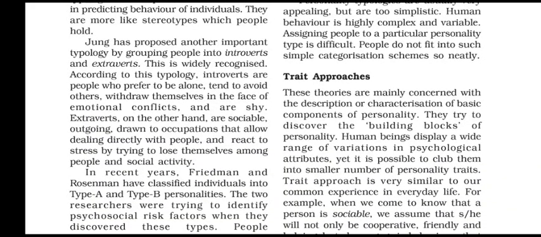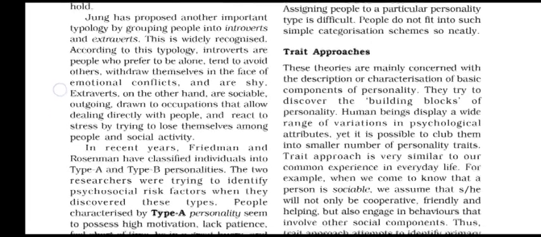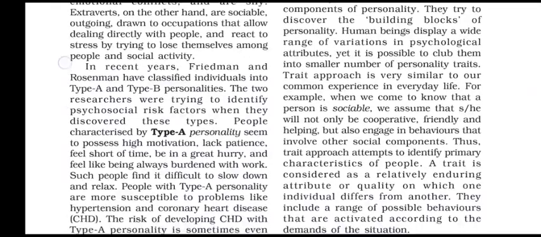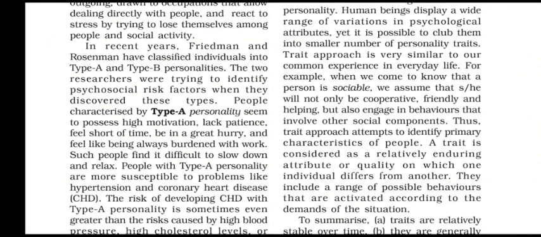Jung has proposed another important typology by grouping people into introverts and extroverts. This is widely recognized. According to this typology, introverts are people who prefer to be alone, tend to avoid others, withdraw themselves in the face of emotional conflicts, and are shy. Extroverts, on the other hand, are sociable, outgoing, drawn to occupations that allow dealing directly with people, and react to stress by trying to lose themselves among people and social activity.